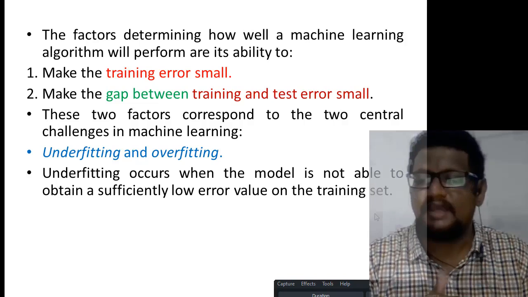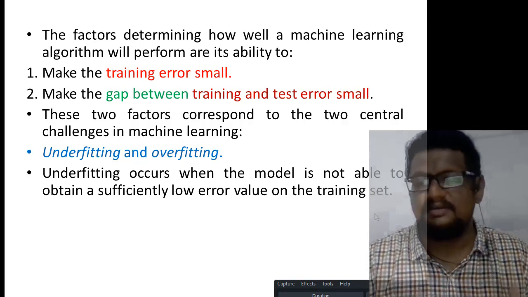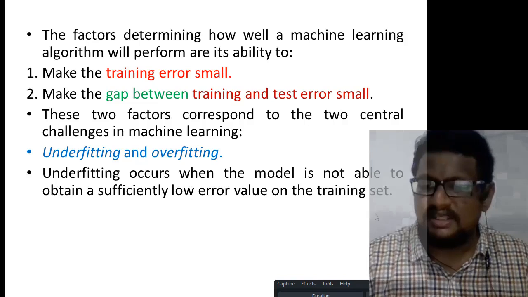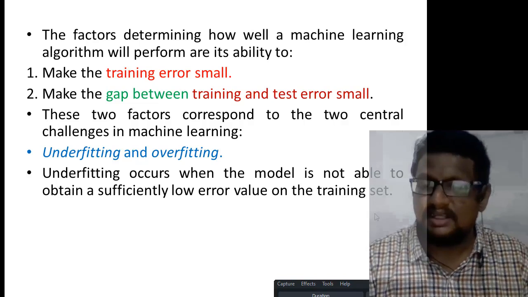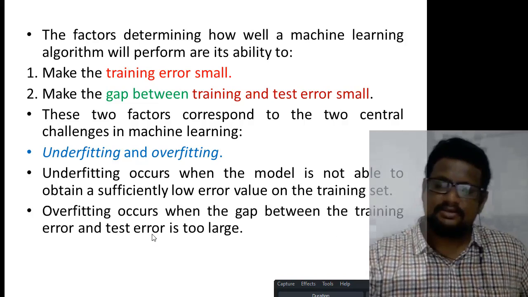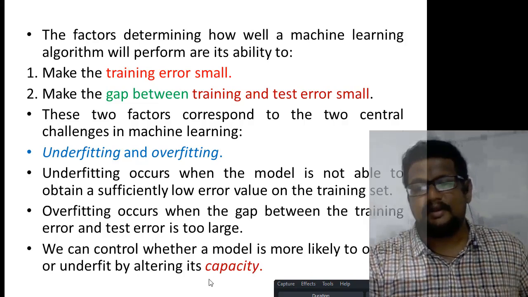What is meant by the order of the hypothesis? We said that the weights are changing. So in what hypothesis space is it learning? Whether it is a first degree equation, second degree equation, or third degree equation. Overfitting occurs when the gap between the training error and the test error is too large. We can control whether a model is more likely to overfit or underfit by altering its capacity.